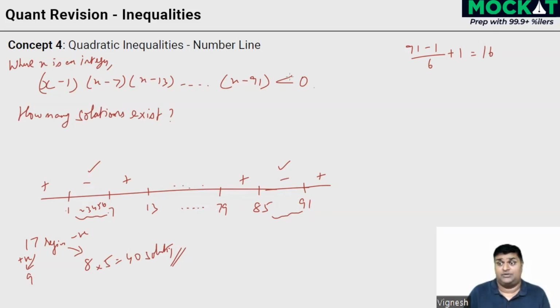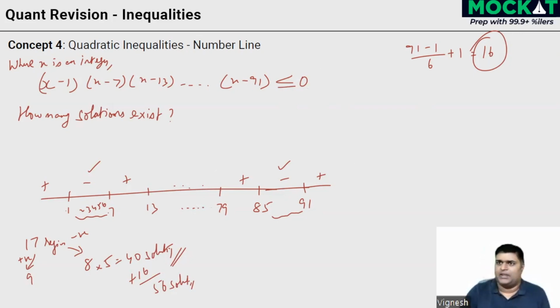But what if this question is turned with one simple less than or equal to symbol over here instead of less than? That means it can also be equal to 0. When do they become 0? They become 0 at these points exactly: 1, 7, 13, and so on. How many such points are there? We have 16 cuts, 16 roots. So this 40 is where it's going to be negative. I have to add the 16 where it can become 0. The total becomes 56. So 56 solutions is the answer for this question if it's less than or equal to 0.